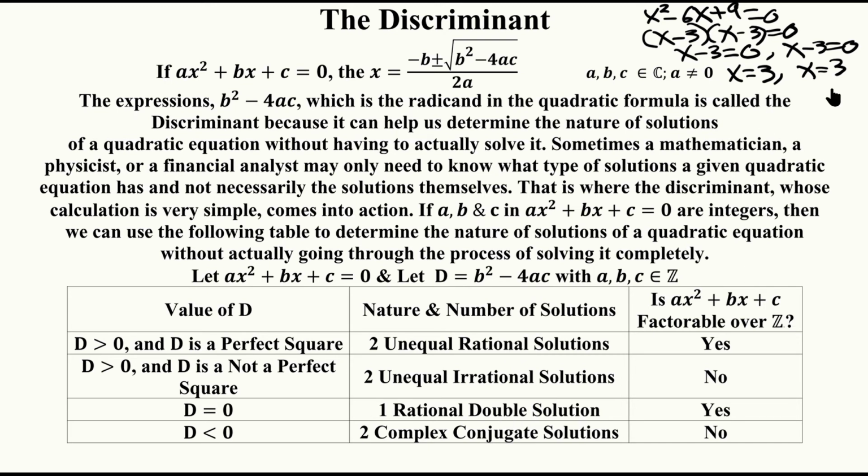Another way of saying this is that this is a solution of multiplicity 2. Another name for a solution of an equation is the zero of an equation. So we can also call it a double zero. Yet one more name is root. So we can also call it one rational double root. All of those work.